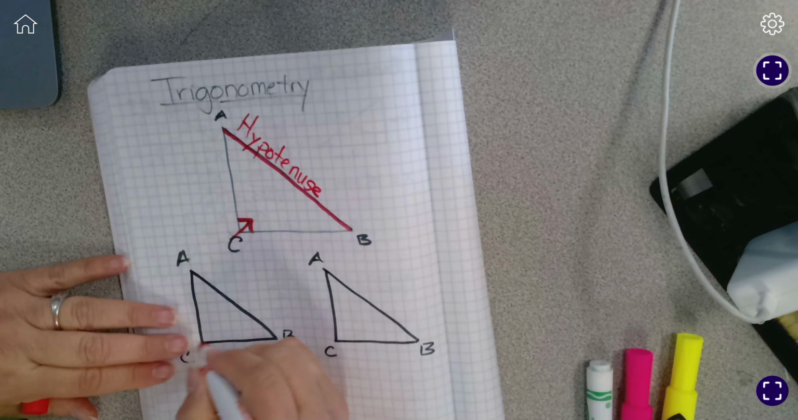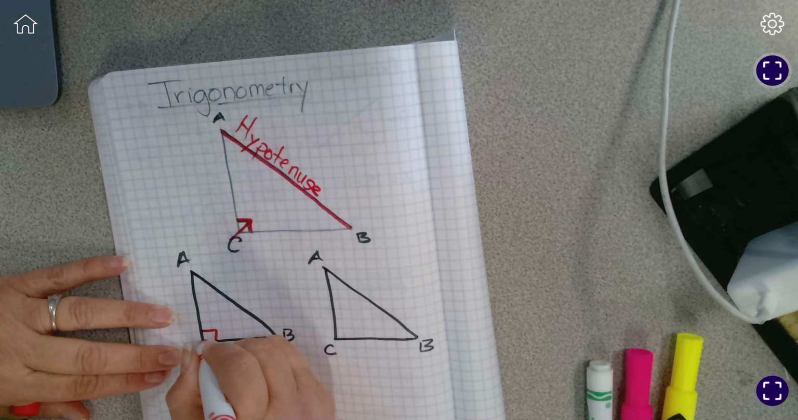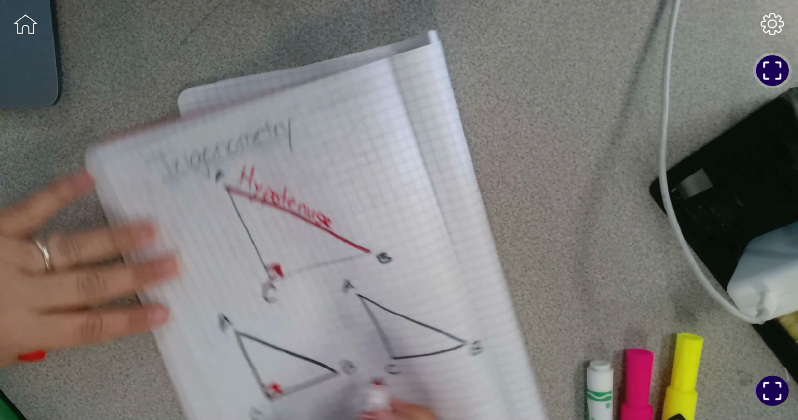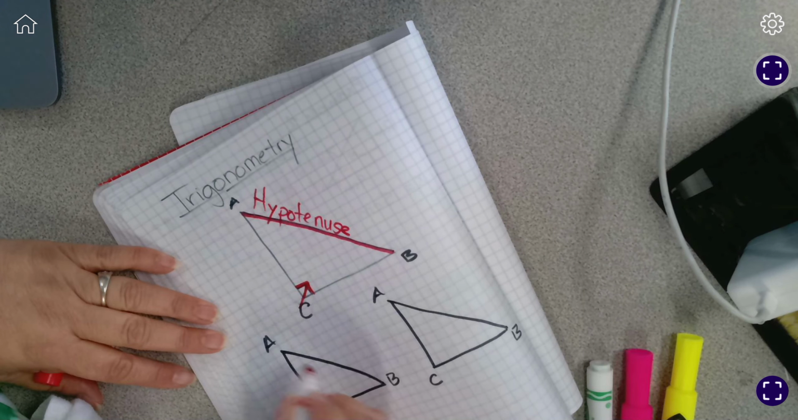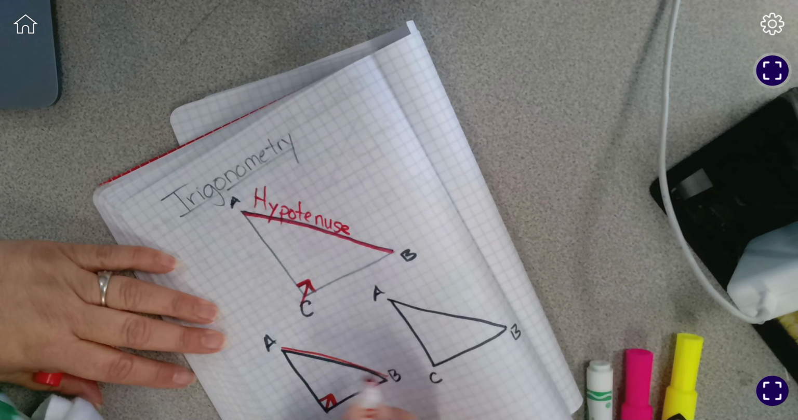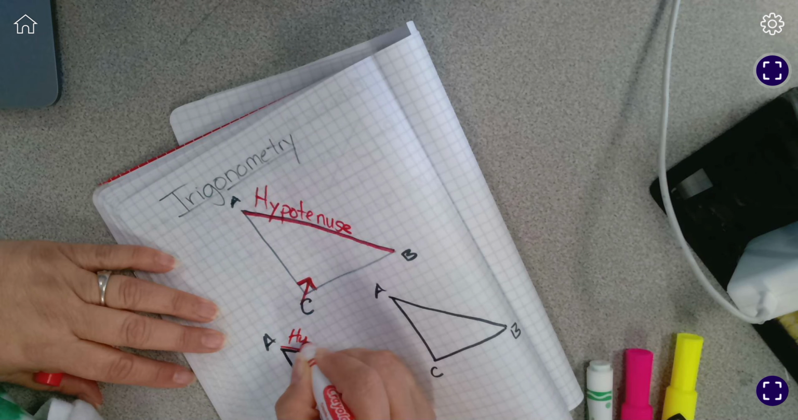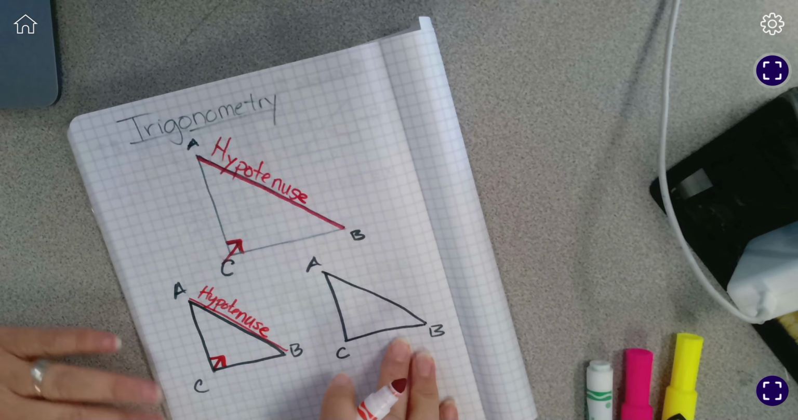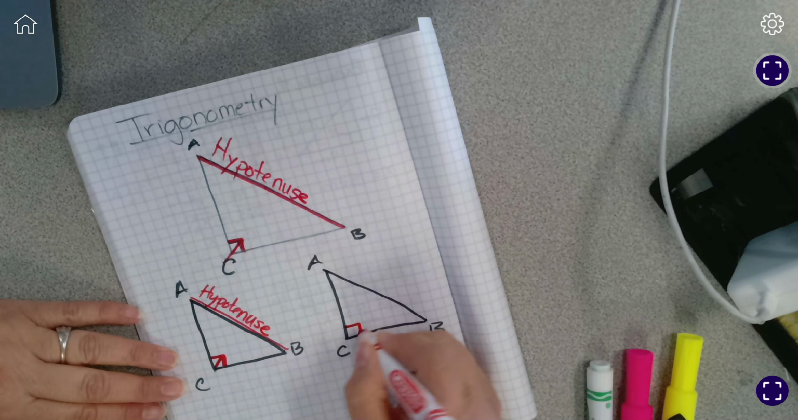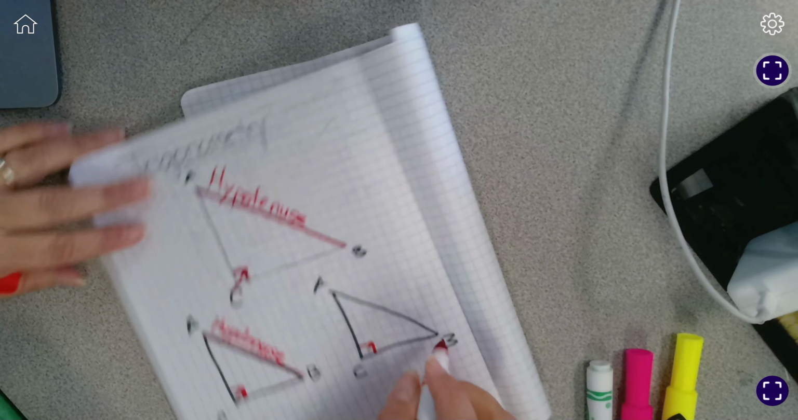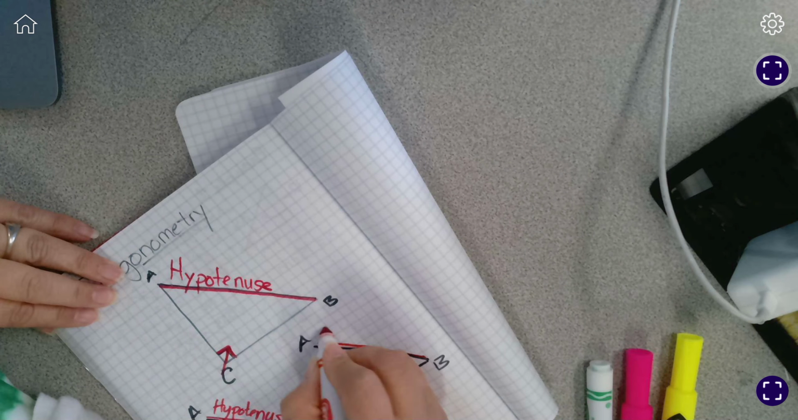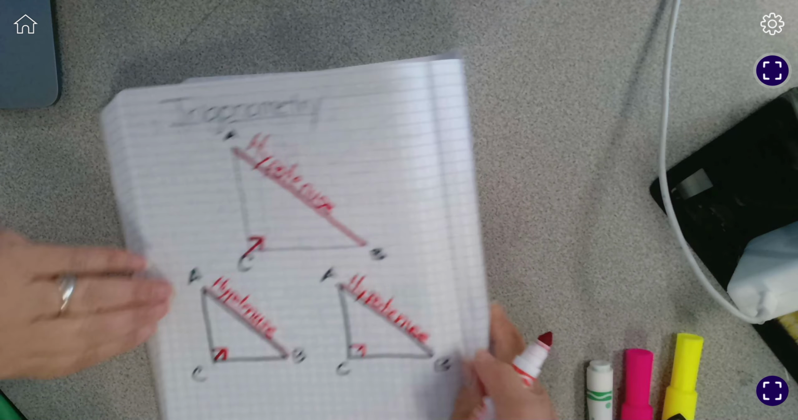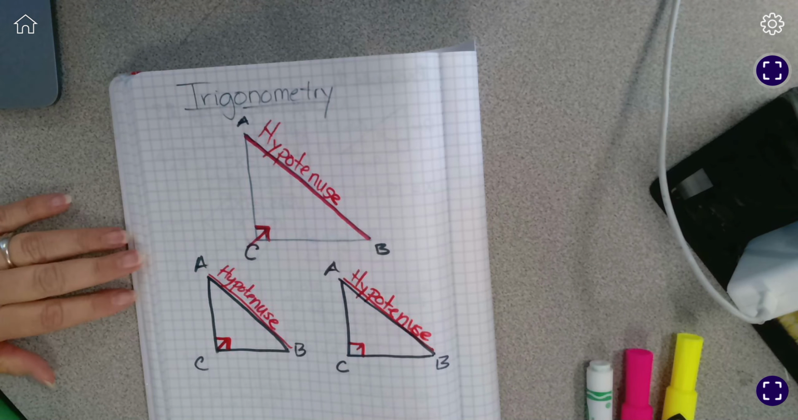Okay, so again, if this is your right angle, I kind of think of this as like a little arrow. It points to the hypotenuse. So that we still label the hypotenuse. Same thing over here. This side is the hypotenuse.